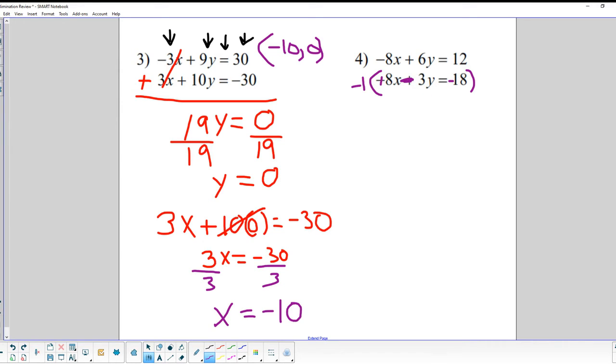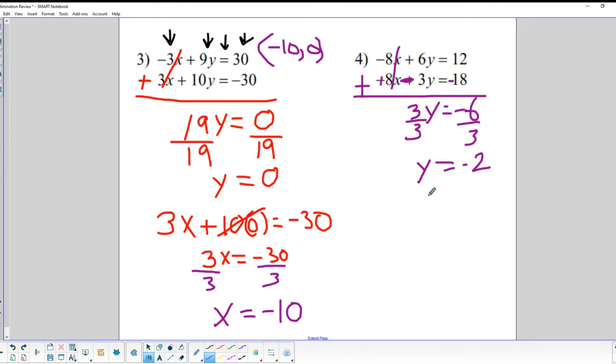All right, so now that we've multiplied by negative 1, I'm going to remove some of these extra marks here. The second equation looks like this now, and now we can do what we did on day 1 of this: we just add the two equations together, and the 8x's cancel out. 6y plus negative 3y equals 3y. 12 plus negative 18 is negative 6, and we divide by 3. We get y equals negative 2.